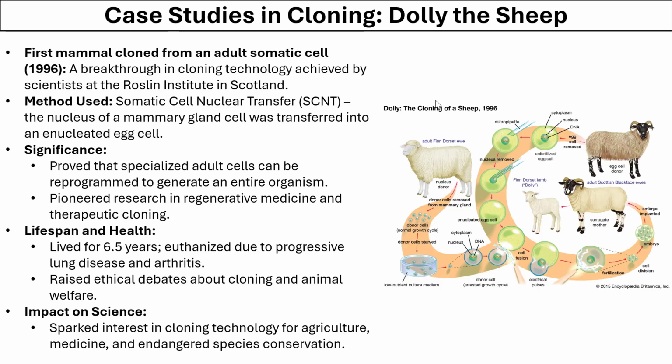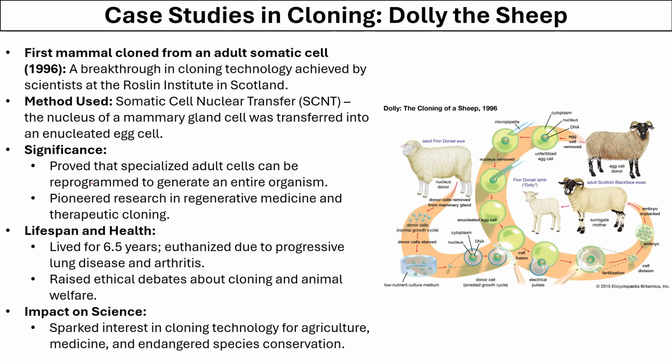Now let's look at the case study of cloning of Dolly the sheep. Dolly the sheep was the first mammal that was cloned from an adult somatic cell. So a somatic cell from the mammary gland of a sheep was obtained, and the DNA was put into the enucleated egg cell, and the whole organism was created with this technology called somatic cell nuclear transfer.